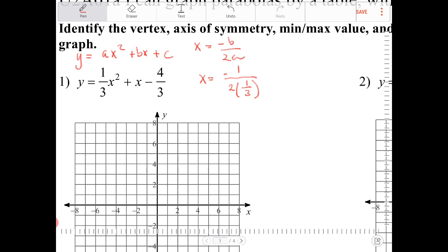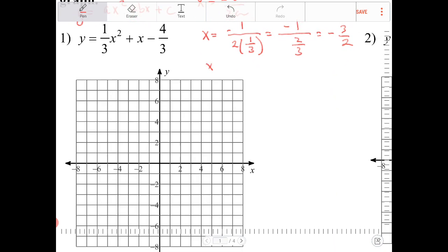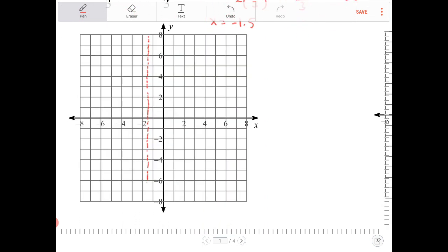So therefore, the axis of symmetry is going to be negative 1 divided by 2 times 1/3. And this turns into negative 1 over 2/3, which is actually going to be negative 3 over 2. So the axis of symmetry is located at x equals negative 3 over 2, or really x is equal to negative 1.5. I'm going to put a dashed line right down at negative 1.5.